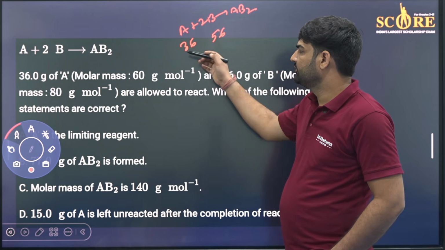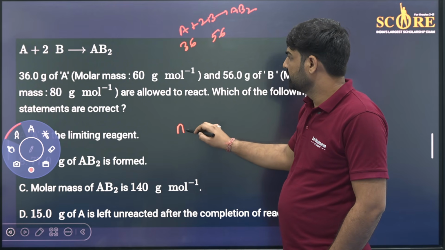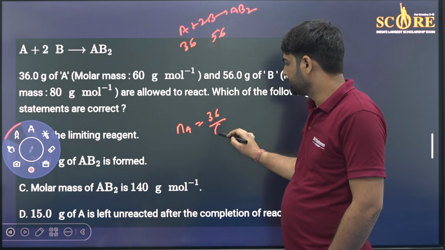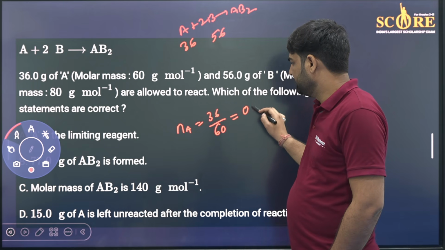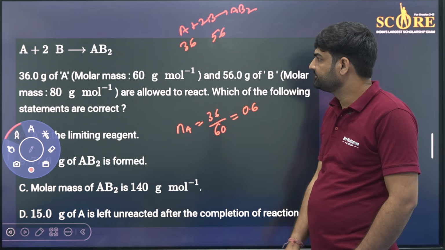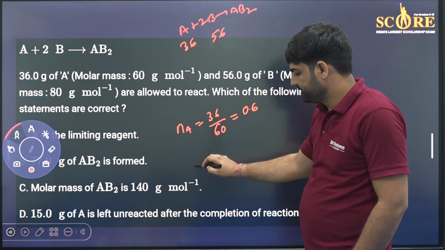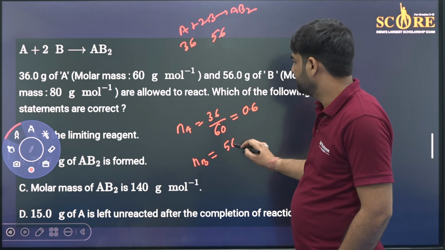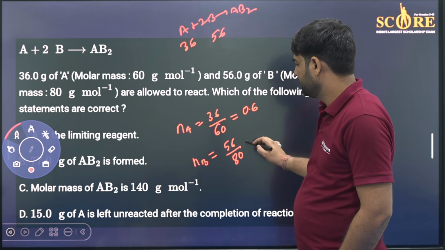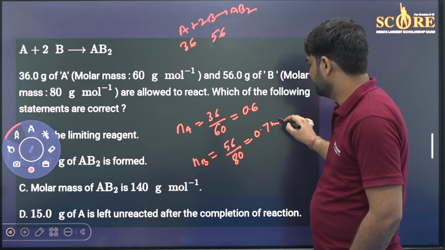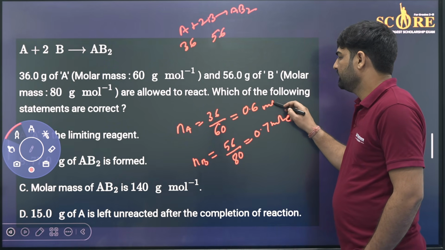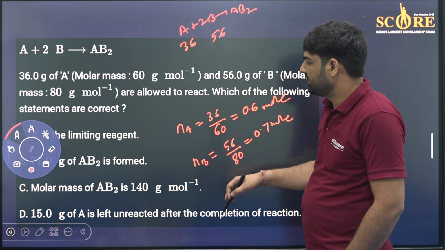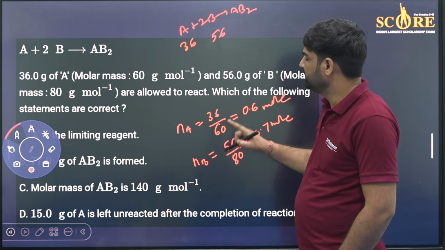First of all, we have to find out the moles. So moles of A is 36 divided by the molar mass. Molar mass is 60, then this will be 0.6 mole. And for B, moles of B will be 56 divided by 80. This will be 0.7 mole. Now you have to find the LR. What is LR? LR is moles divided by stoichiometric coefficient.